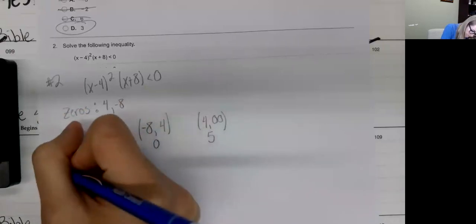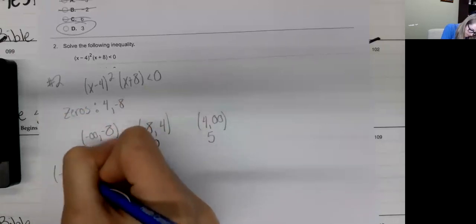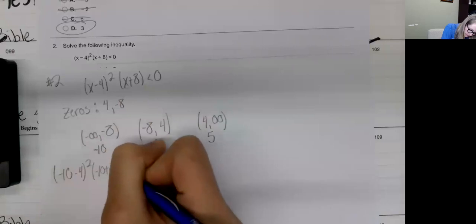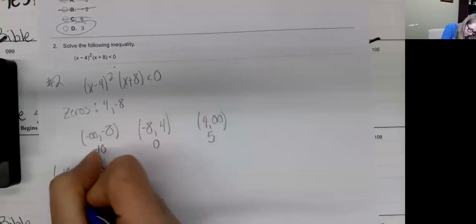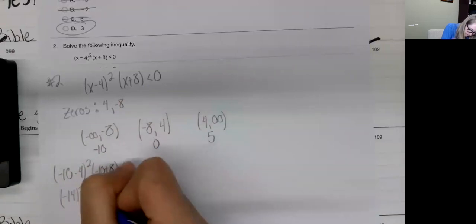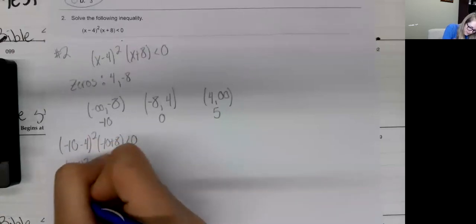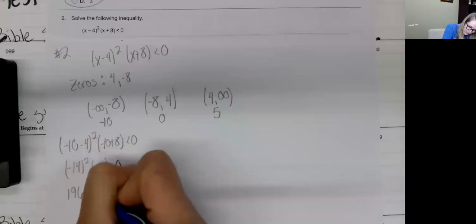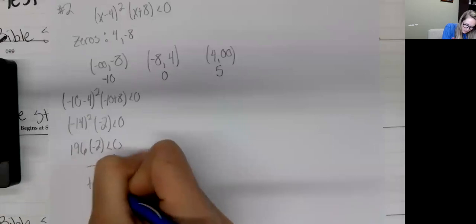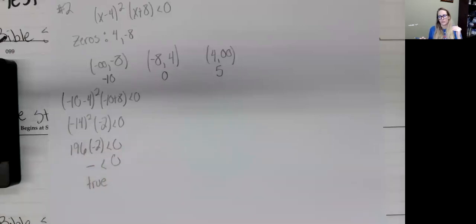So I have -10 subtract 4 squared times -10 plus 8 is less than 0. So this would be -14 squared times -2. 14 squared would be 196. And it's times a negative number, so I'm going to quit there. A positive times a negative is a negative. A negative is less than 0, so this one would be true. Remember, we're not trying to find the exact numbers. We're just trying to see, is this true or is it not true?